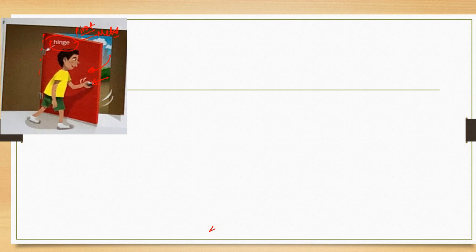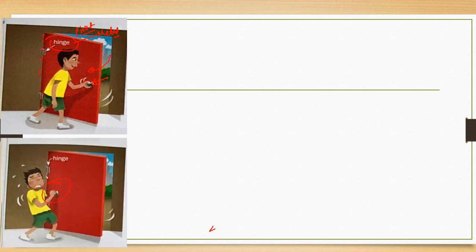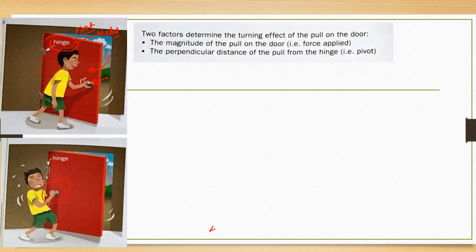Now the knob is always here. We never put the door knob here. Imagine if the knob were here, it would be very difficult to open the door, isn't it? So this is called the turning effect of the force. Here, how the door will turn at the hinge depends on two things. First, the magnitude of the pull on the door, like how much you're pushing, the force applied, and second, the perpendicular distance of the pull from the hinge.